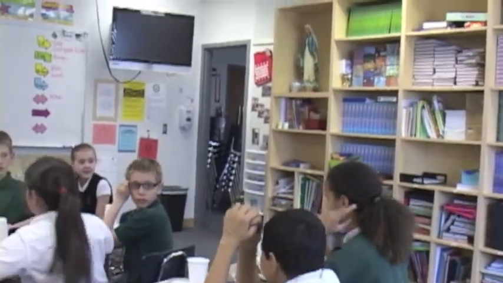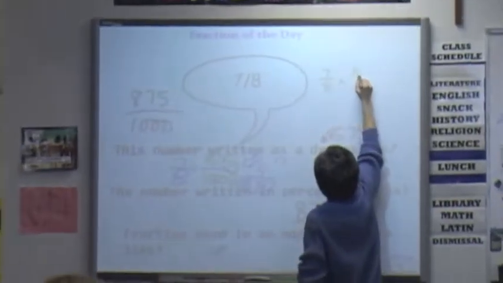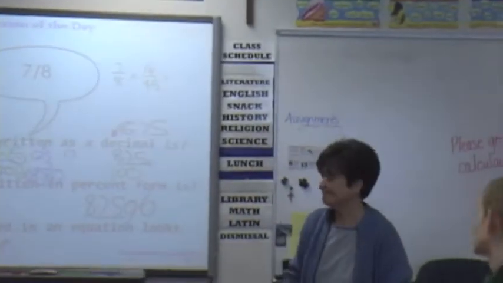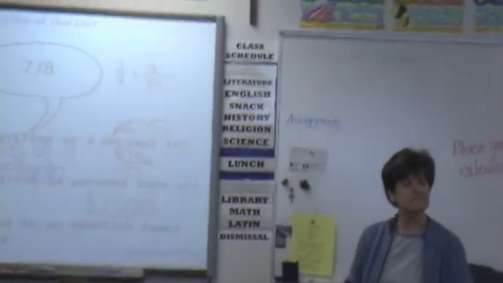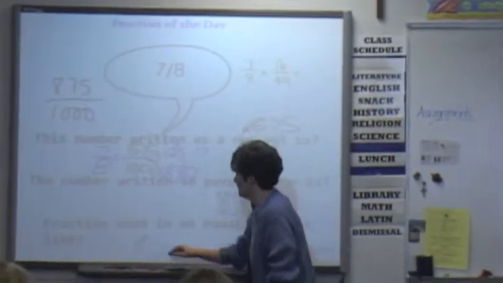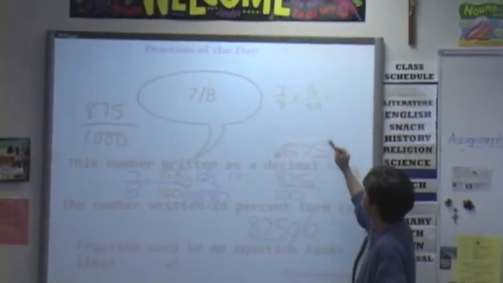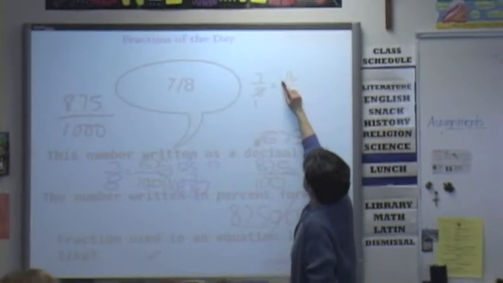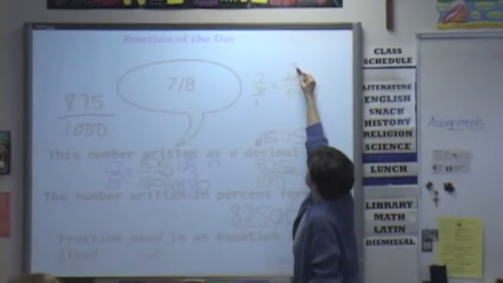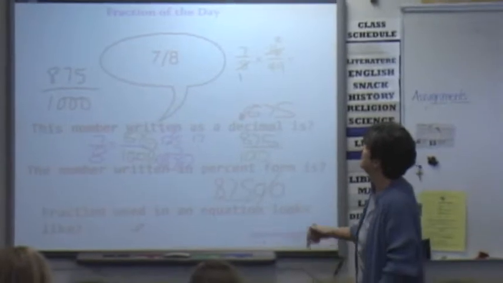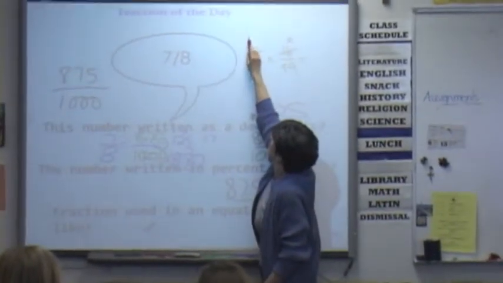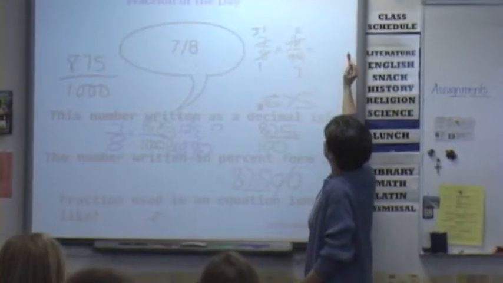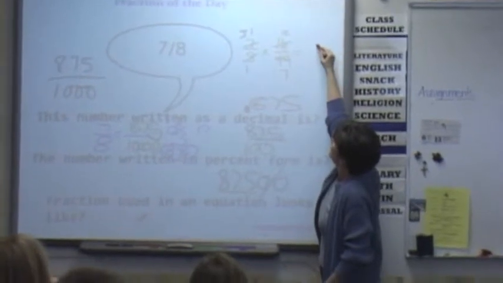7/8 times 16 49ths. Nice numbers. What'd you do? I cross canceled. So talk to me. Tell me what you did. 8 times 2 equals 16, so I divided 8 by 8 and got 1, and divided 16 by 8 and got 2. Nice. And then 7 times 7 equals 49, so I divided 7 by 7 and got 1, and I divided 49 by 7 and got 7. And then I multiplied and got 2/7.